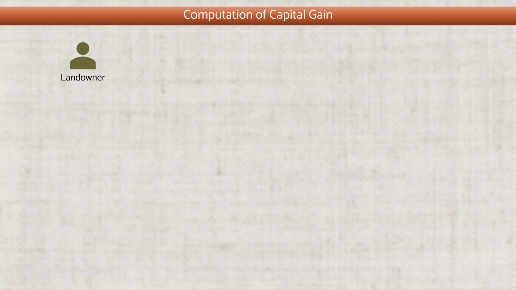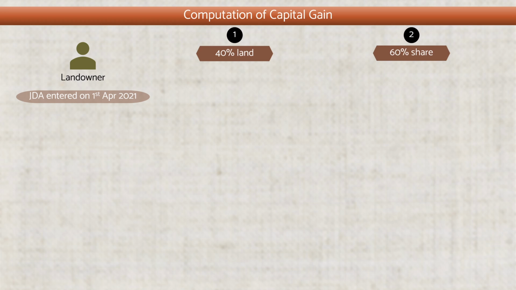Now let's straight away jump into the computation of capital gain. In this process, we'll understand the other two terms, cost of acquisition and year of taxability. So, you are the landowner and you have entered into a JDA on 1st April 2021. Now, we already know that JDA would trigger two different transactions. 1. 40% land that you have given to the developer. 2. 60% share that you have got out of the developed property. Let's first talk about 40% land. Now, the date of completion is 1st June 2023.